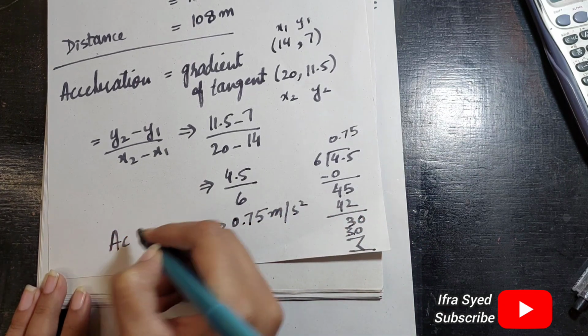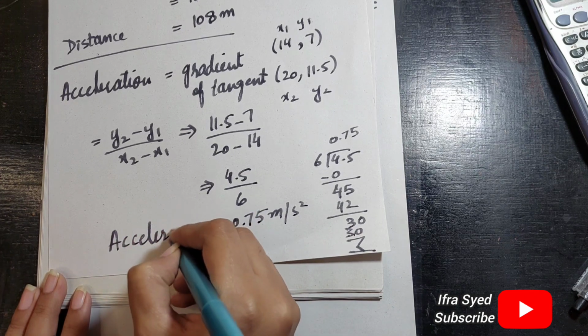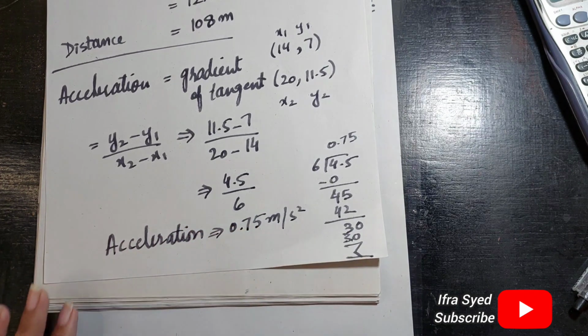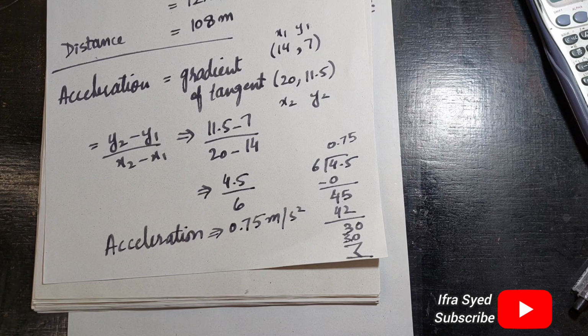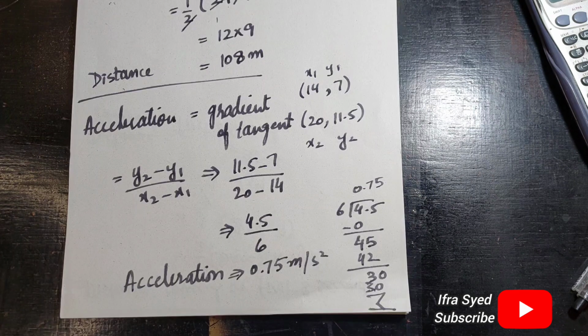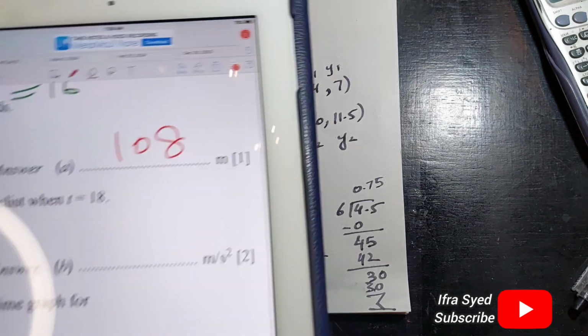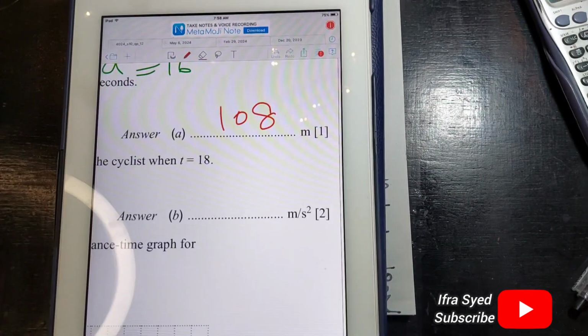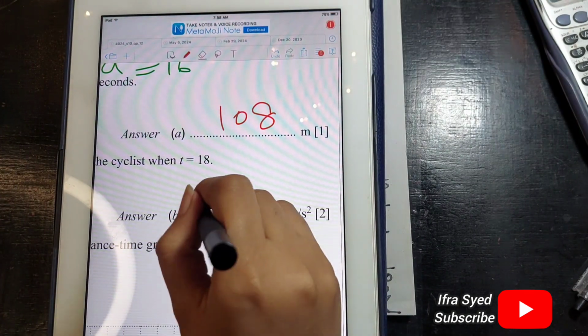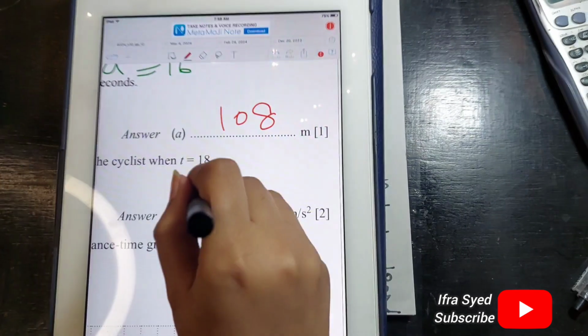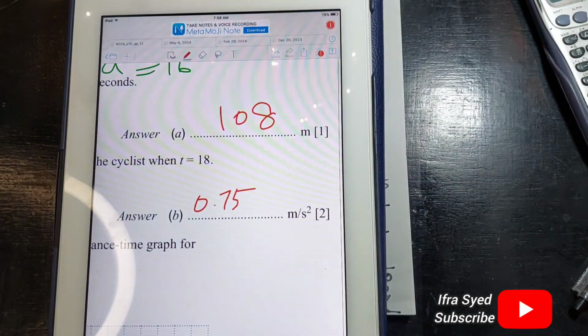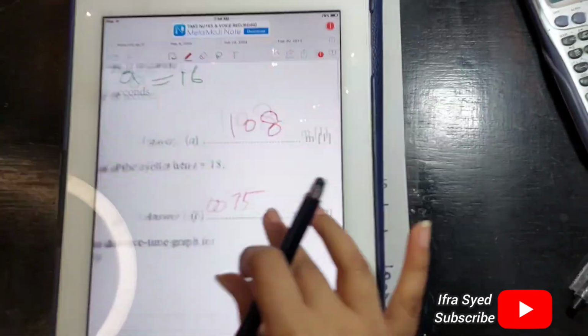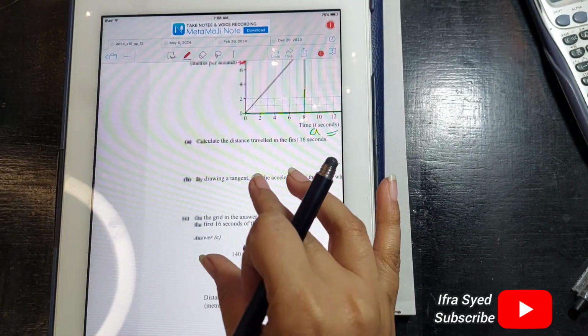So we find our acceleration at t equal to 18, and it is equal to 0.75 meter per second square. So the value of acceleration is 0.75 meter per second square. So I'm writing here in the answer box the acceleration is 0.75 meter per second square. So now let's move to its next part.